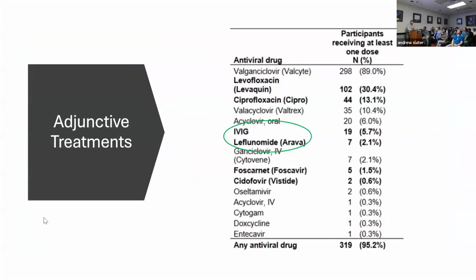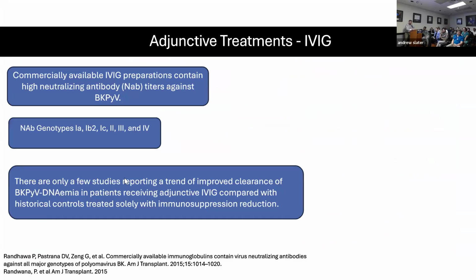Last thing, right? Adjunctive treatments. I really wanted to get to this, talk about IVIG and leflunomide. So IVIG, some of the data. It's commercially available IVIG that contains high neutralizing antibody titers against BK polyomavirus. You can find neutralizing antibody against the genotypes, which I mentioned in the beginning of the presentation, 1, 2, 3, and 4. There are subtypes of the genotypes. I didn't get into that.